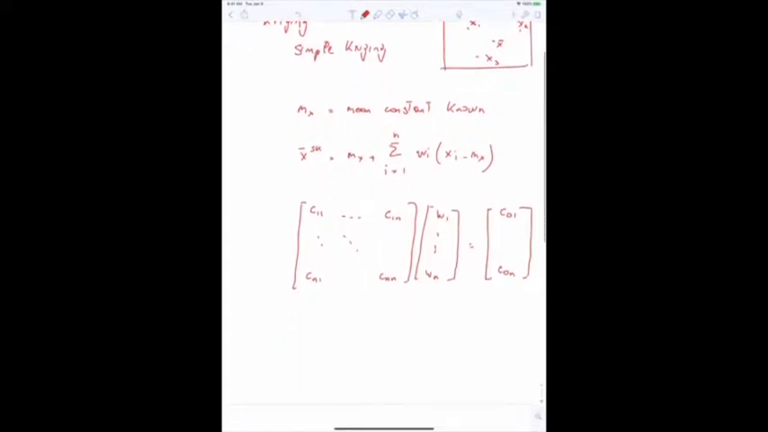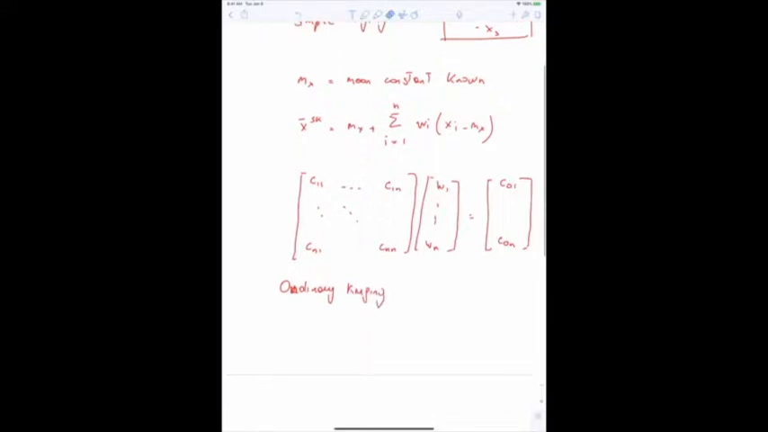So in ordinary kriging, we have essentially the same equation, but now we use a local mean that is computed just using the points in the neighborhood.